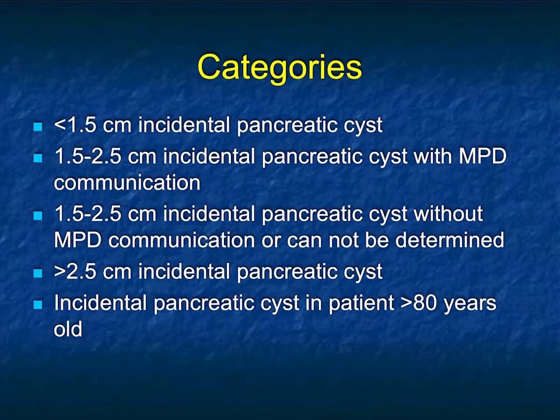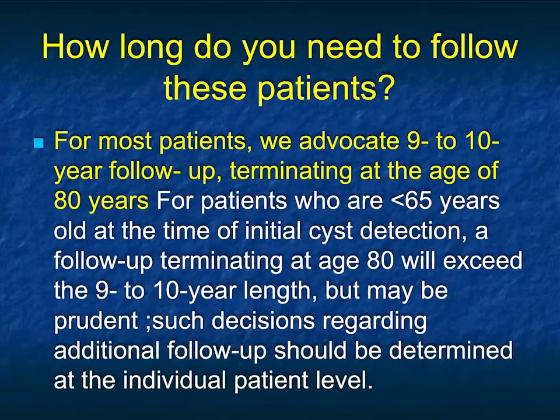Now, Alec Megibow was a very, very smart guy on pancreas. So what he did, he tried to break things up into categories. Under 1.5, 1.5 to 2.5 with main duct communication, 1.5 to 2.5 cm without communication, over 2.5, and a patient who's over 80 years old. They recommended 9 to 10 year follow-up till age 80.